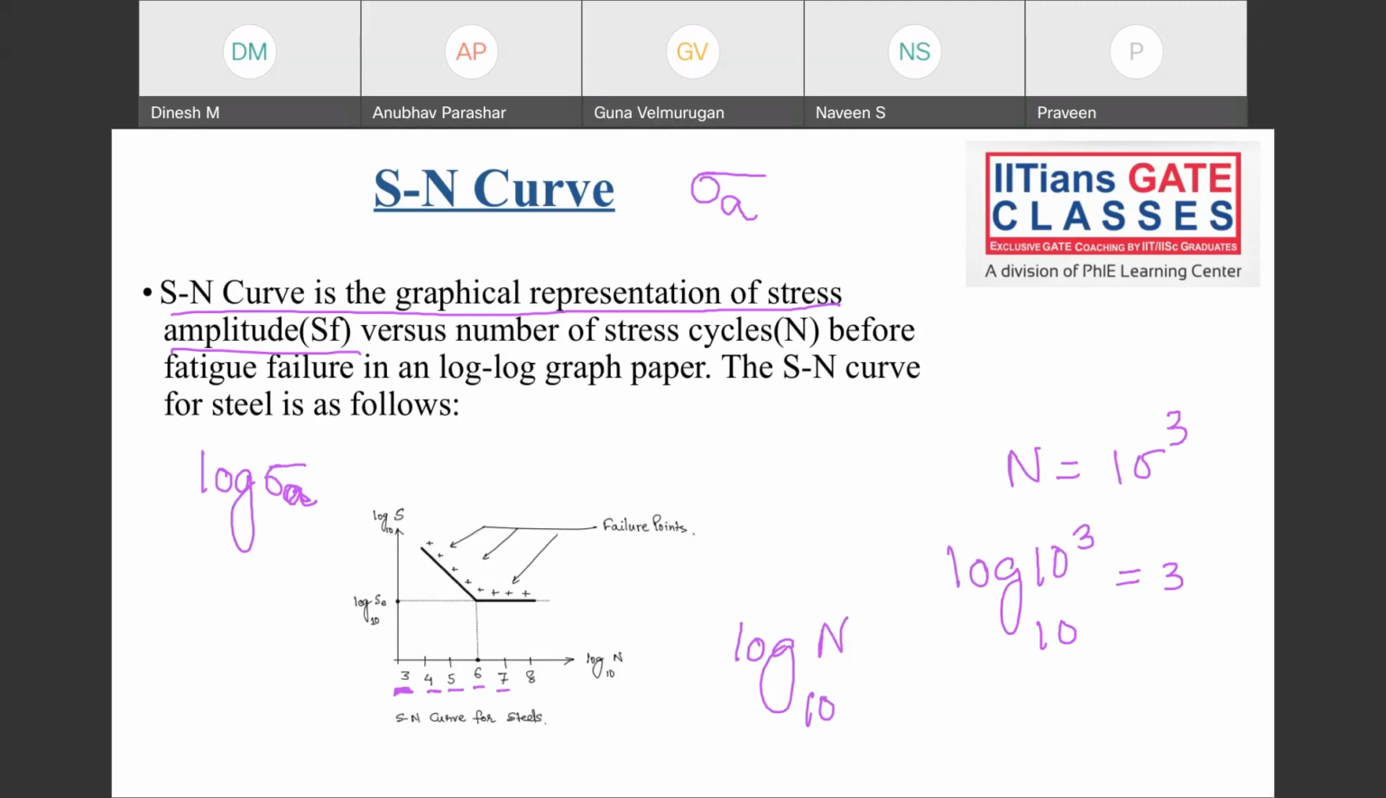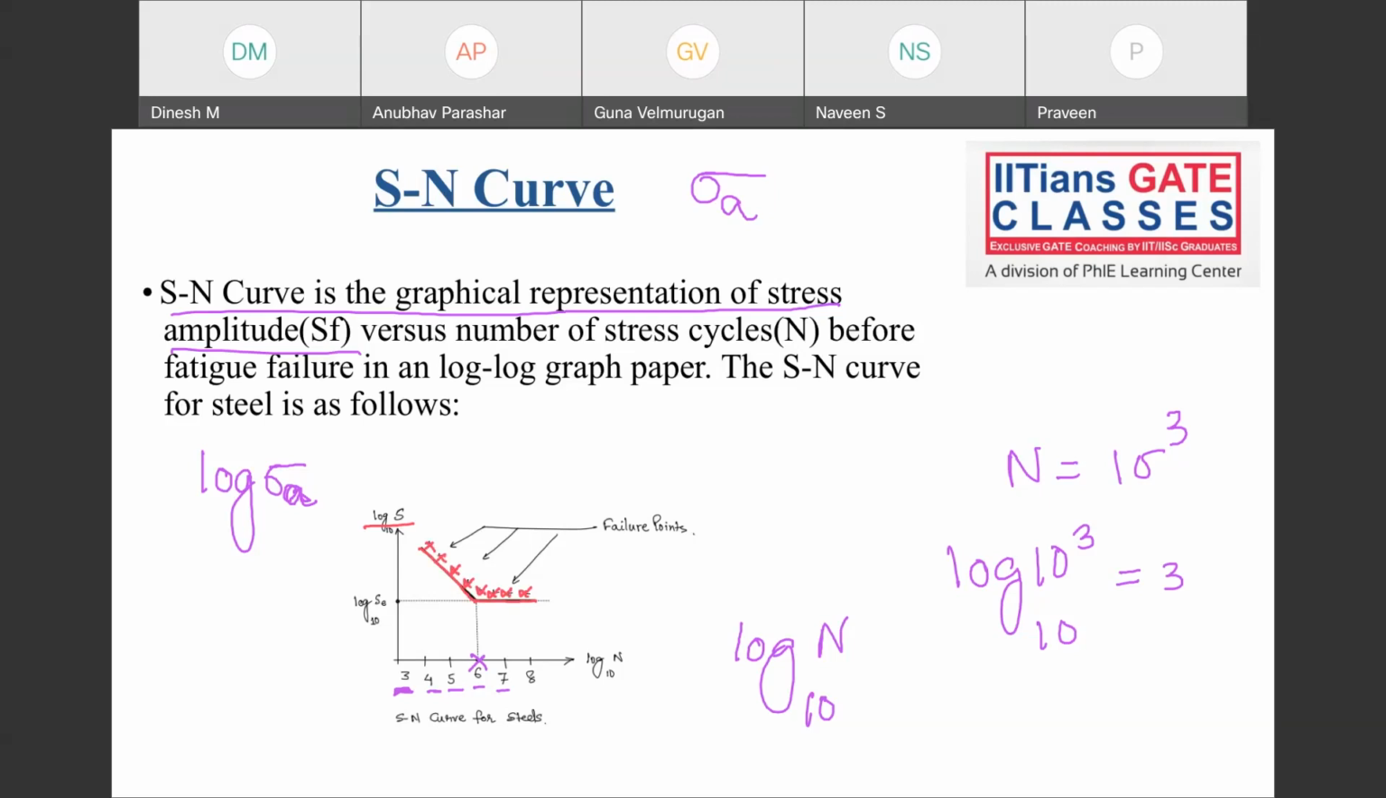So we have seen the endurance limit corresponds to 10 to the power 6 cycles, right? Now all of you please try to pay attention here. What is there on the y-axis? That is log of stress amplitude to the base 10. If you plot the SN curve, we will learn how to plot it in the next slide, it will come out something like this. So if your design points are above the curve, the material will fail, right?